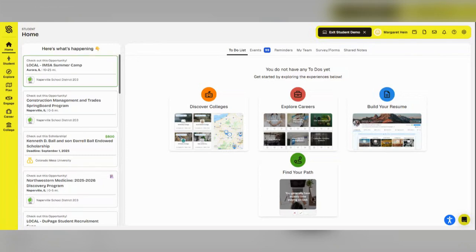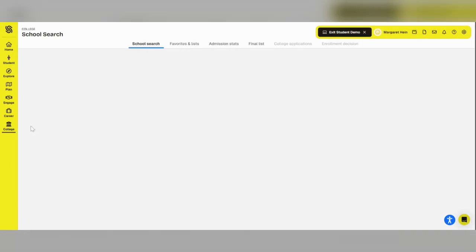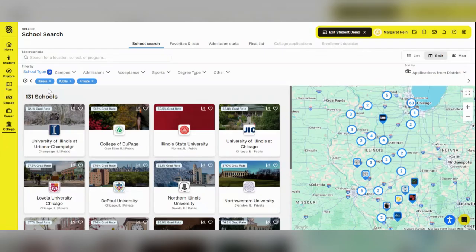To use the college search within SchooLinks, you'll click on Colleges, School Search. The default filters are set to show you both public and private schools within the state of Illinois. However, you can remove these filters, and there's additional filters you can choose from up at the top.